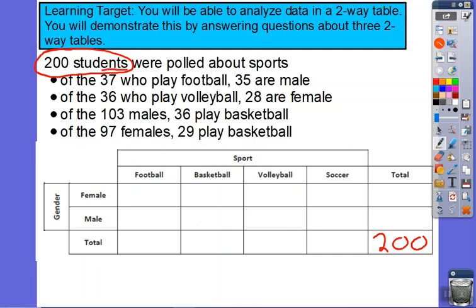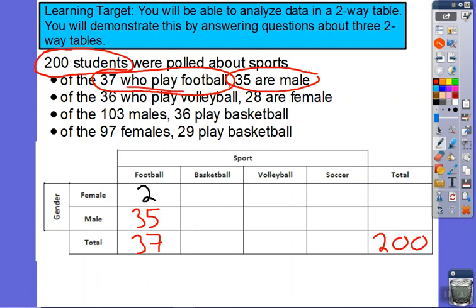Okay, of the 37 who play football, I'm going to stop right there and do that. I know that 37 play football, whether they're male or female. So that is the total playing football is 37. And of those, 35 are males. So male football is 35. Now that is nice easy math right there. If the total is 37 and I've got 35 males, I'm going to subtract and I'm going to figure out that there are 2 females that like the football.